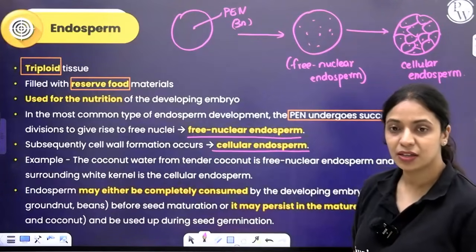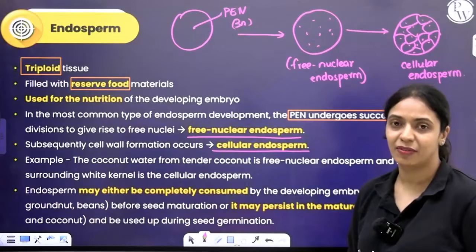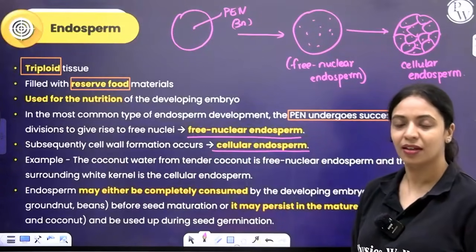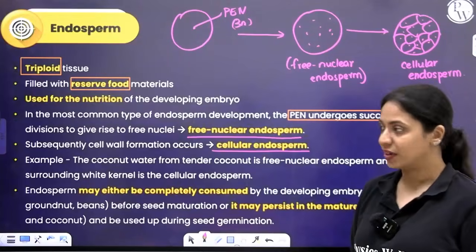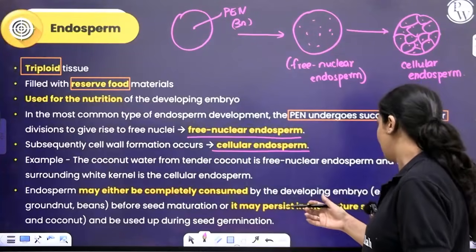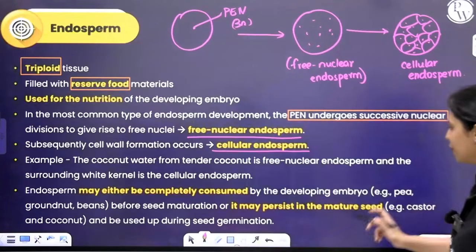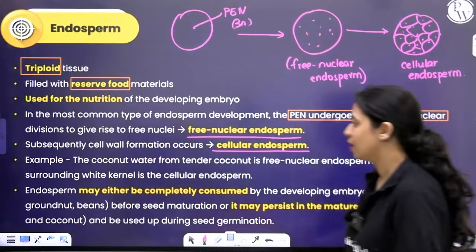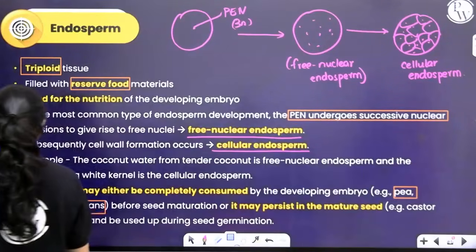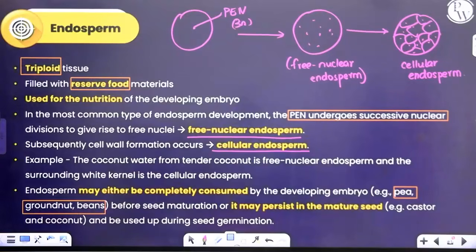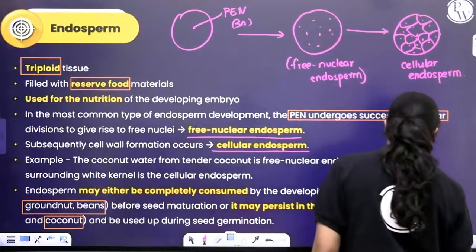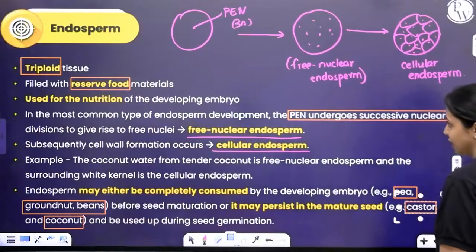Now, endosperm may be consumed completely by the developing embryo, or some amount may remain after maturity. If it is completely consumed, as you see in pea, groundnut, beans, mostly in dicots, it is completely consumed. Mostly in monocots, you can see that it will persist. Also in coconut and castor, it will persist even in mature seeds.